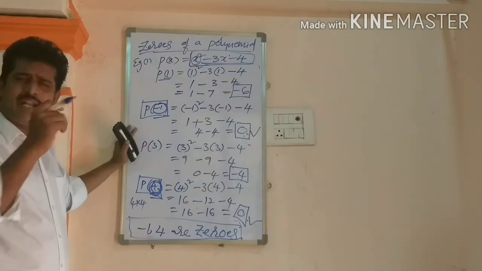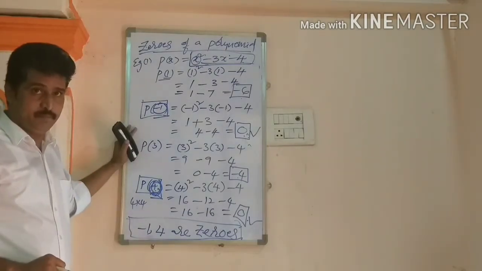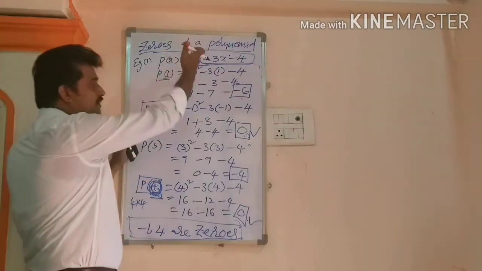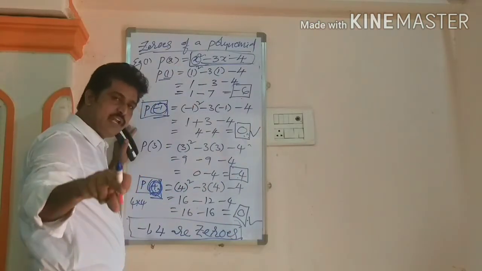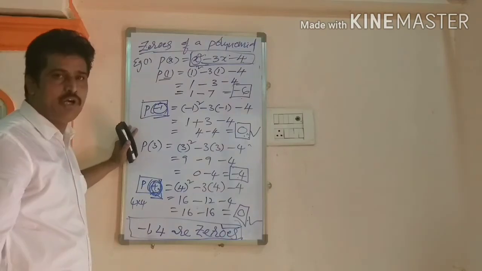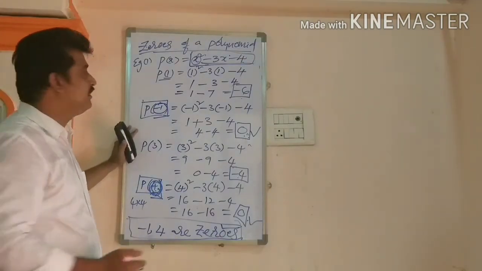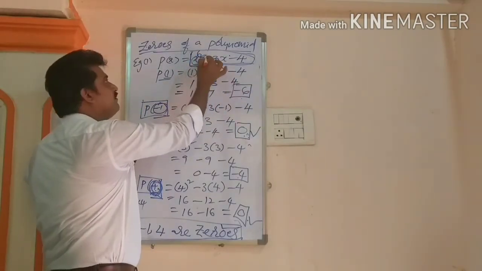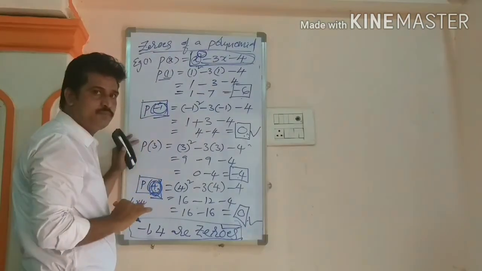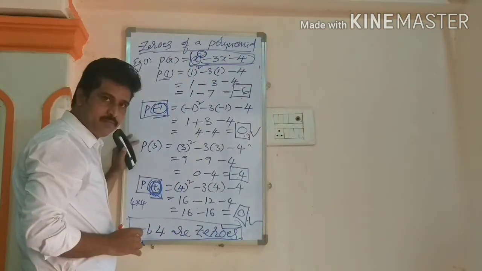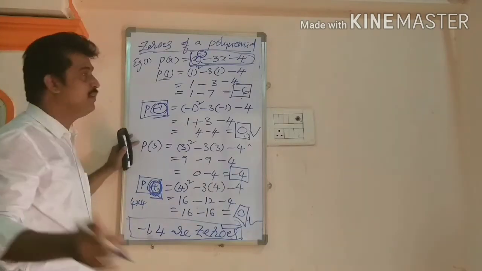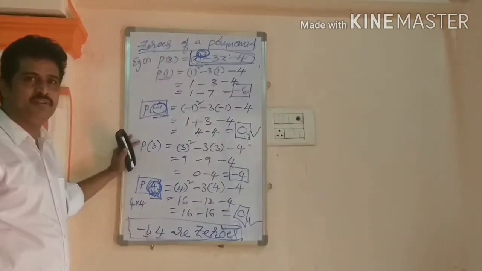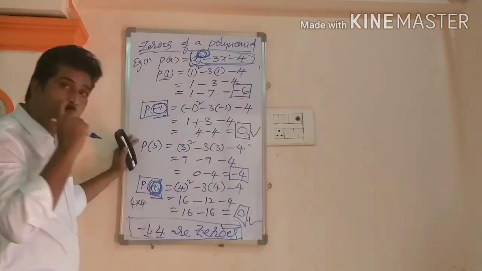So, we can understand very easily what is zero of a polynomial. Zero of a polynomial means for what value of the variable the given polynomial becomes 0, those values are called zeros of a polynomial. One more important thing. See what is the degree of this polynomial? The degree of this polynomial is 2. That means it is a quadratic polynomial. For a quadratic polynomial, there must be 2 zeros. Because the degree is 2, there must be 2 zeros.